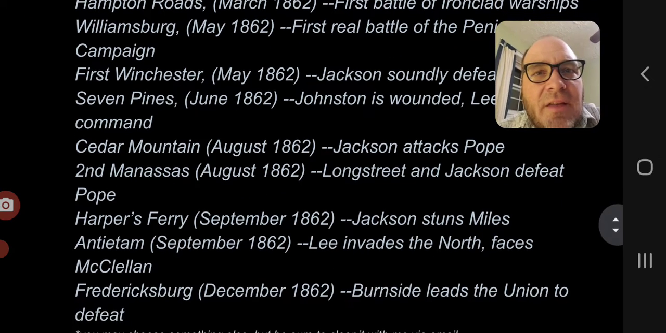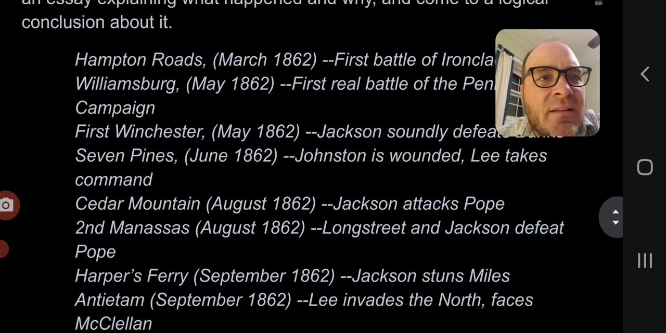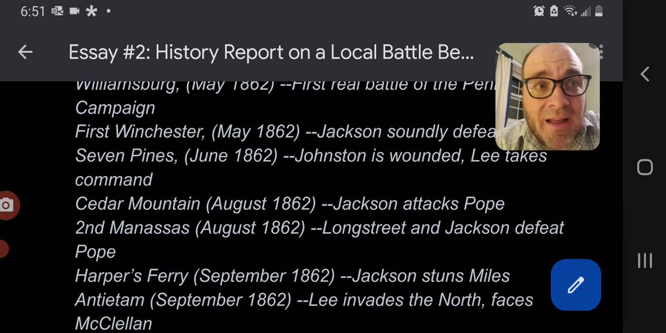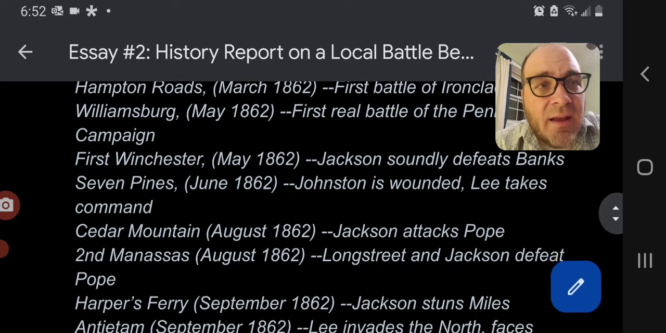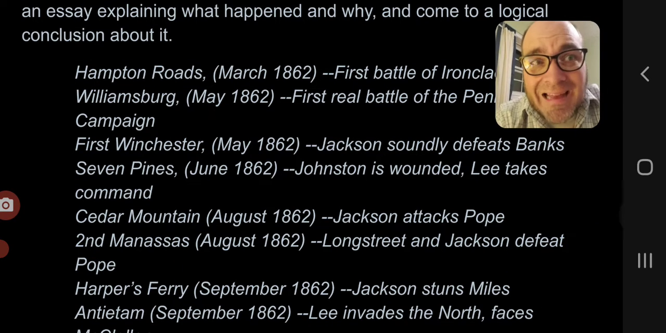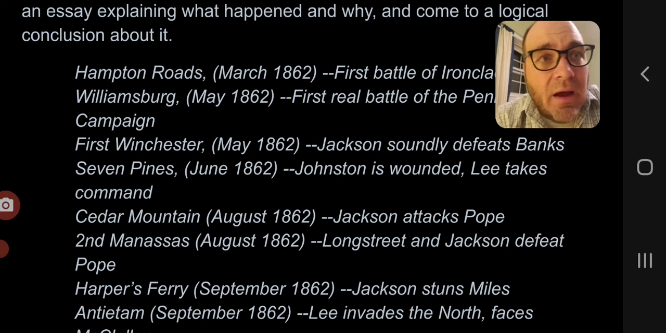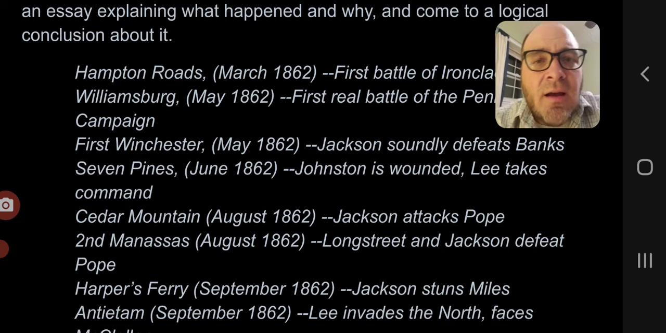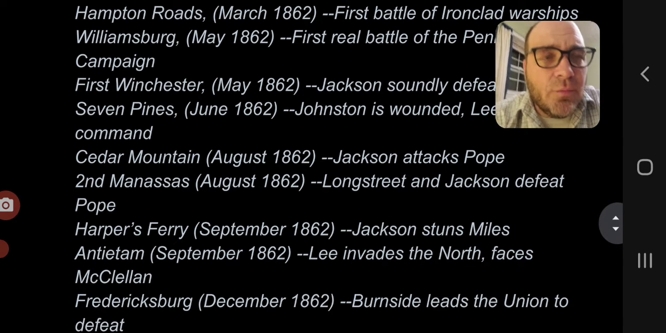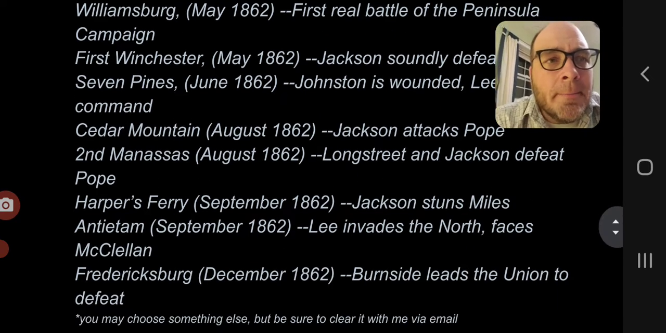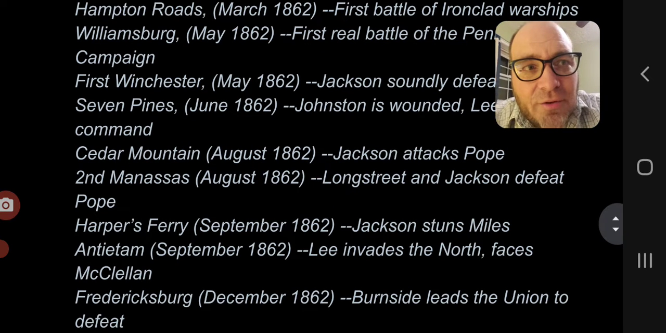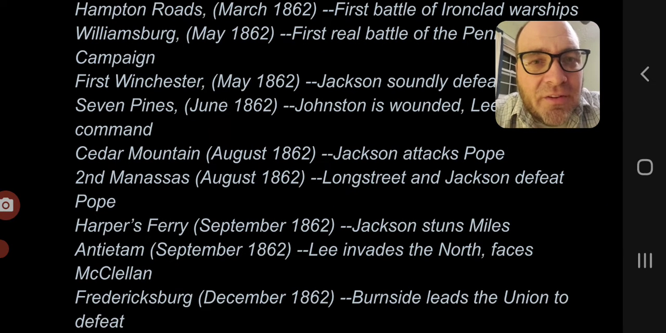We have the Battle of Seven Pines. That's an important battle because it's the battle in which Johnston, who was the commander of the Army of Virginia, gets very badly wounded, and Lee takes over for him, and that changes the course of the war. What would have happened if Johnston had not gotten injured? How would the war have been different? I think that's an interesting question. We have the Battle of Cedar Mountain. That's where Jackson attacks Pope. That one's right down the road from my house, which is kind of fun. We've been to that battlefield a number of times.